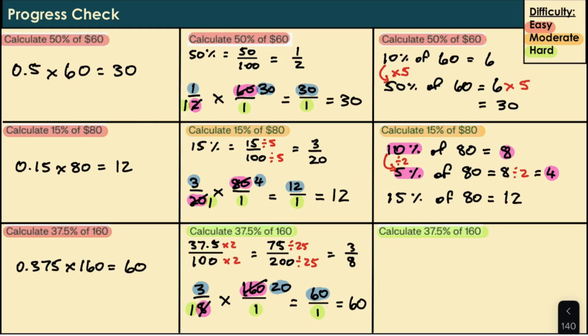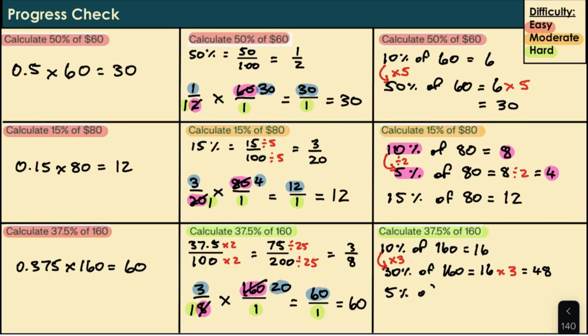Last question. Use the 10% method. So 10% of 160 is 16. Next, to get 30% of 160, how did we scale up? We multiplied by 3. So we multiply 16 by 3 and we get 48. Then we need 5% of 160. Now 5% is half of 10%. And 10% was 16. So what is half of 16? It is 8.